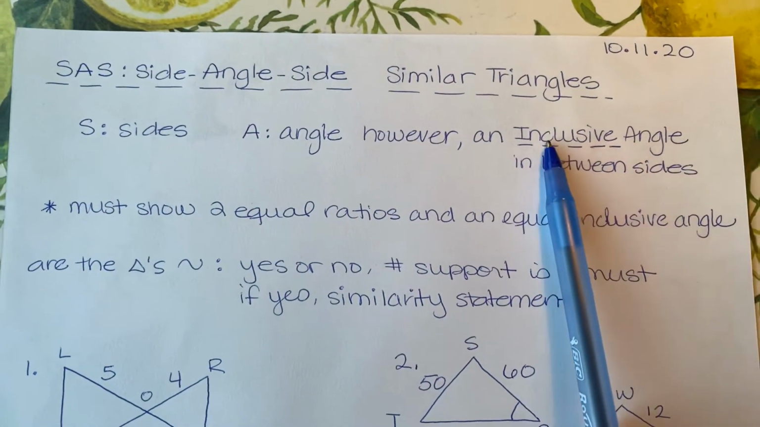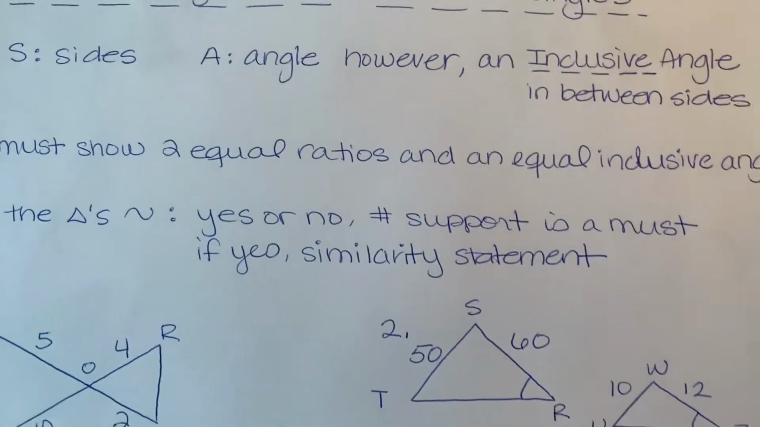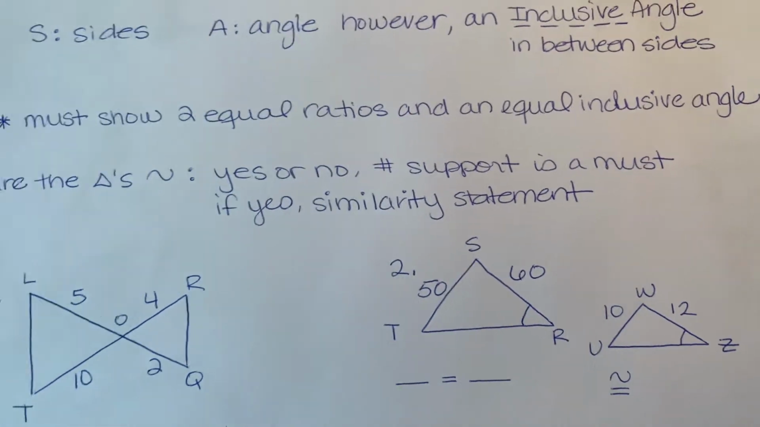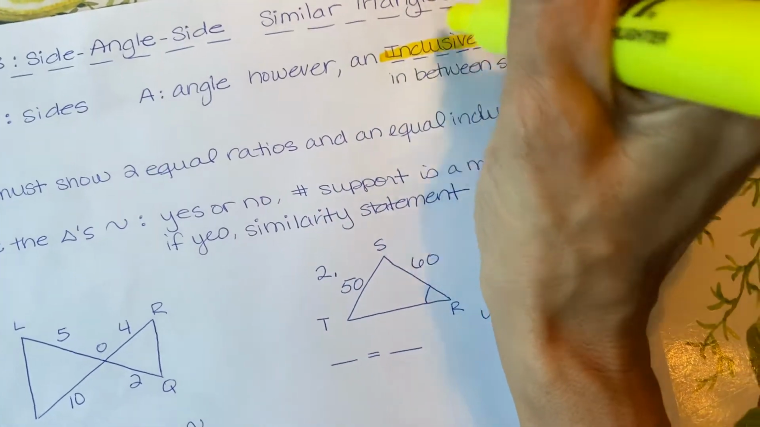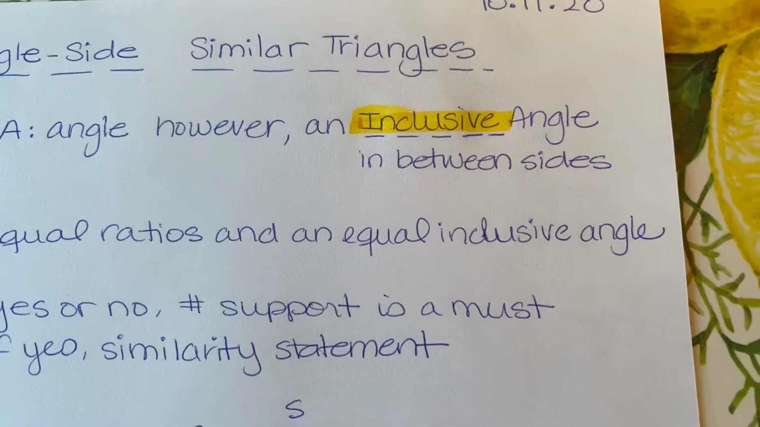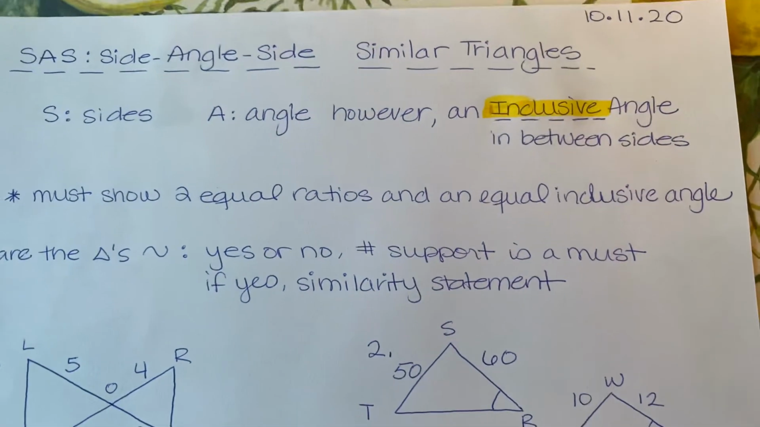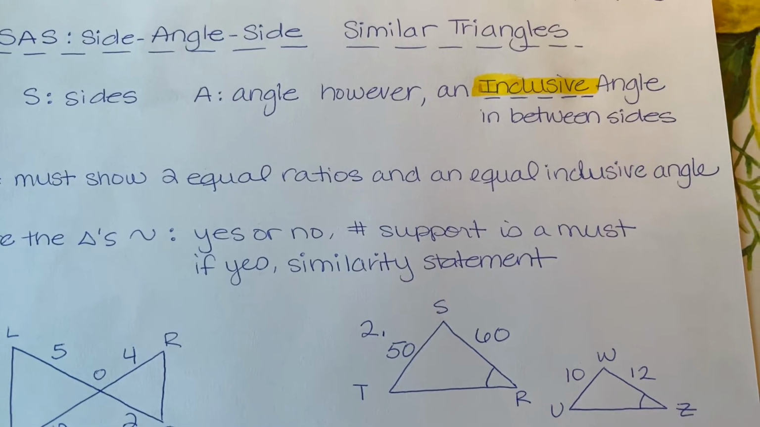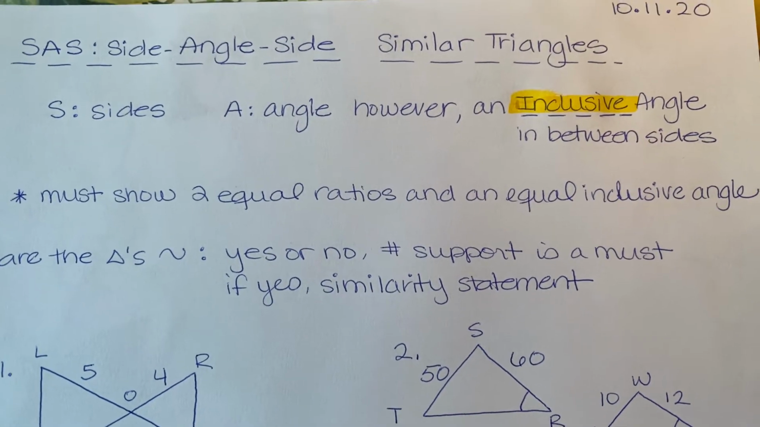So side, angle, side must be an inclusive angle. That is really, really crucial. It can't just be any angle. It has to be a specific one, and that is inclusive. It's included. Meaning when the two sides come together, that angle created is the A mentioned.